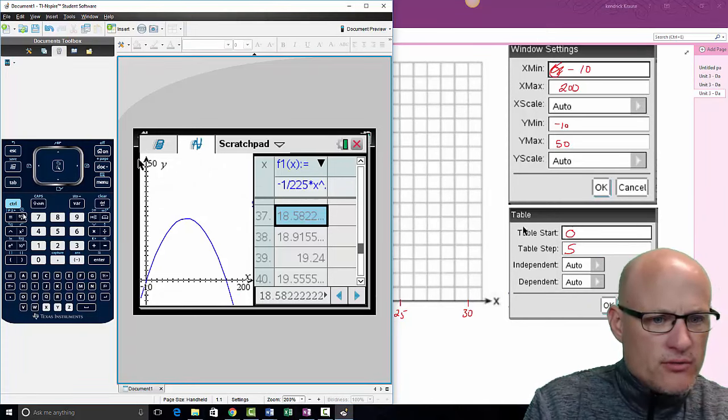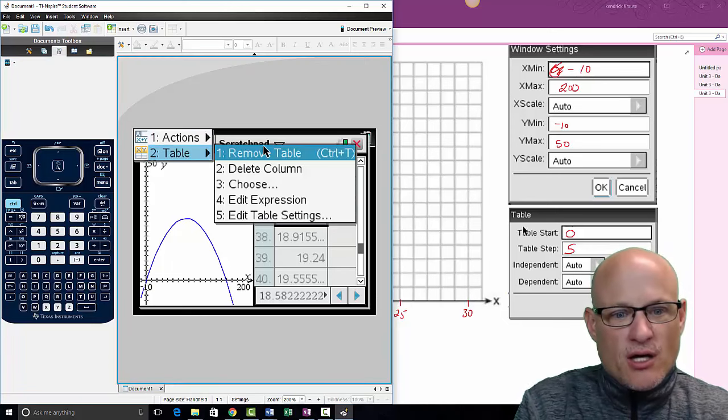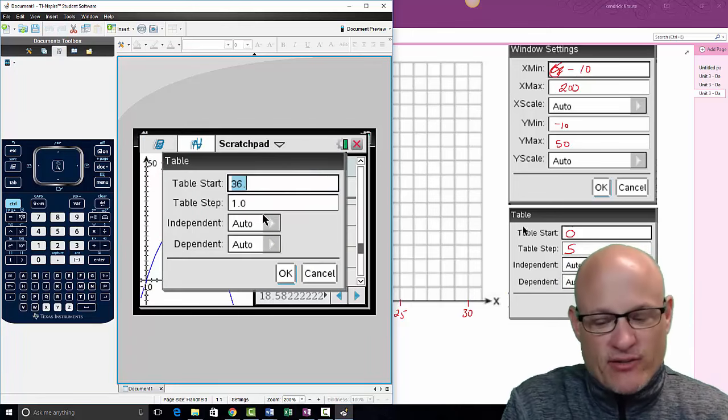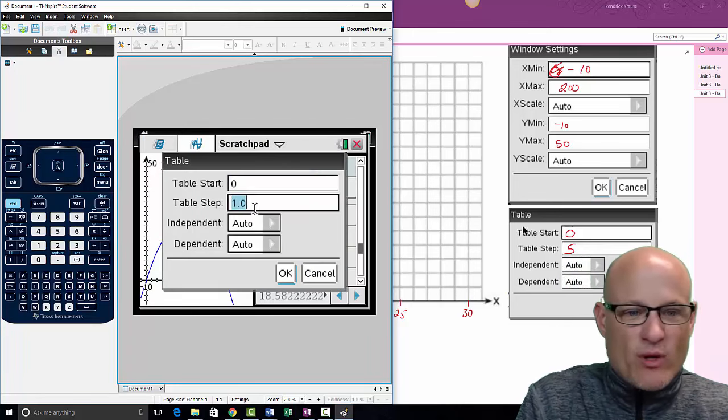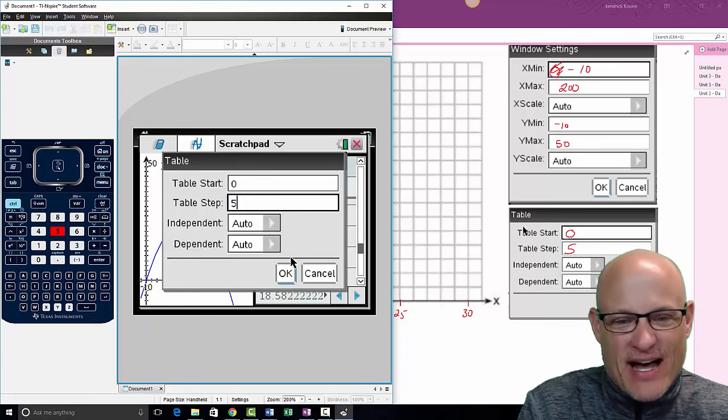Menu. Well, actually, I think I just hit menu here, table. Edit table settings. So right here in the table, I go edit table settings. I want to start at 0. And what this table step says is I want you to count every 5.